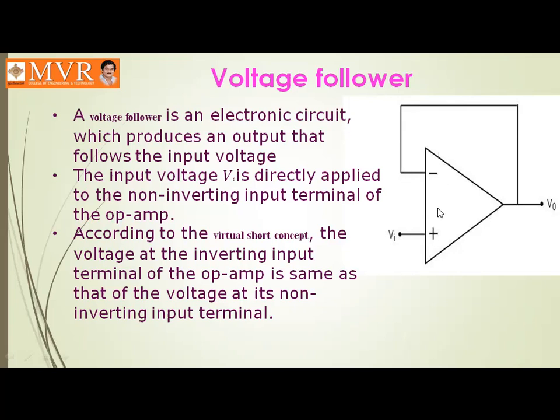So this is nothing but a buffer amplifier, unity gain follower, voltage follower, which is going to produce the same output voltage as the input voltage, the same output voltage which is equal to the magnitude of the input voltage. So these three are the basic applications of operational amplifier.